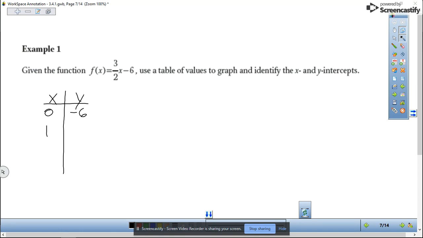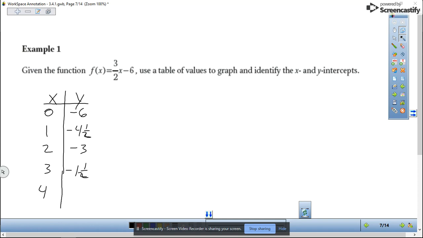So if I plug in 1, I get 3/2 minus 6. So that's 1.5 minus 6, which is negative 4.5. If I plug in 2, I get negative 3. What you notice is we are approaching 0, so we're going the right direction, so we just need to keep going. If I do 3, that would be 9 over 2, which is 4.5, so it's negative 1.5. Again, you can use your calculator to get those.